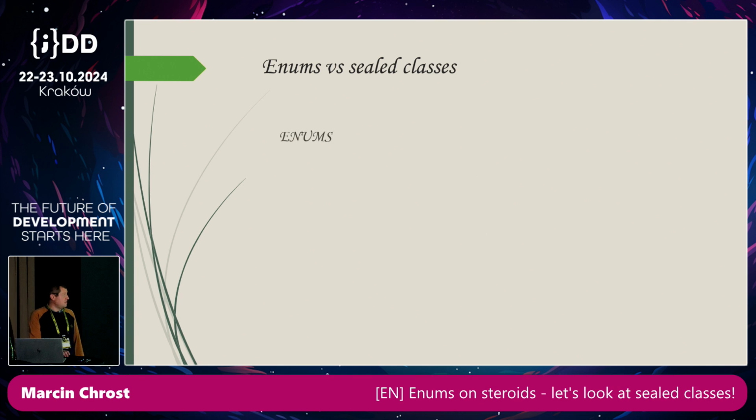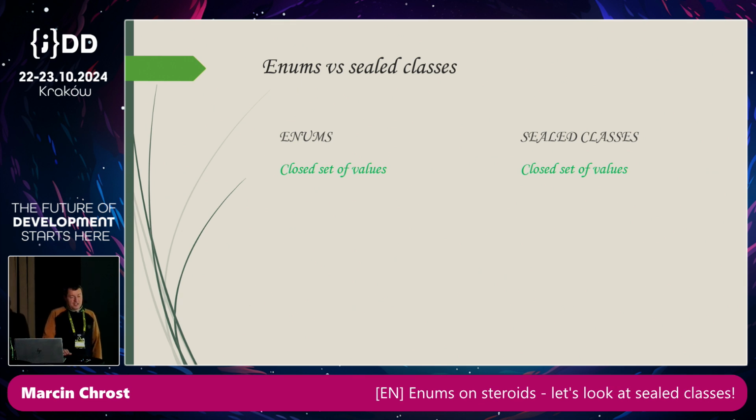Okay, let's start with something which is the same for both, because both enums and sealed classes are more or less a closed set of values. With enums, it is much more obvious. With sealed classes, okay, it's a little bit harder to think about, but still, you have the class or interface, only given classes or interfaces can subclass it, so definitely it is a closed set of values. Okay, nice. So what's the difference?